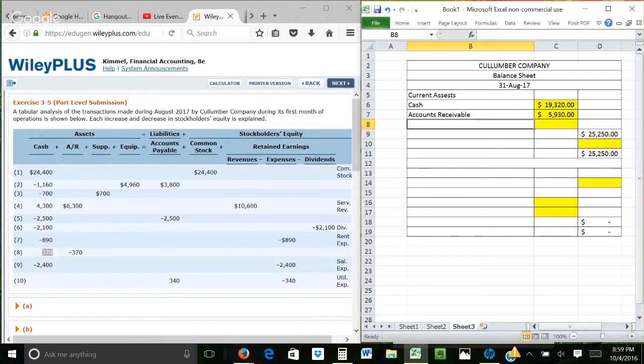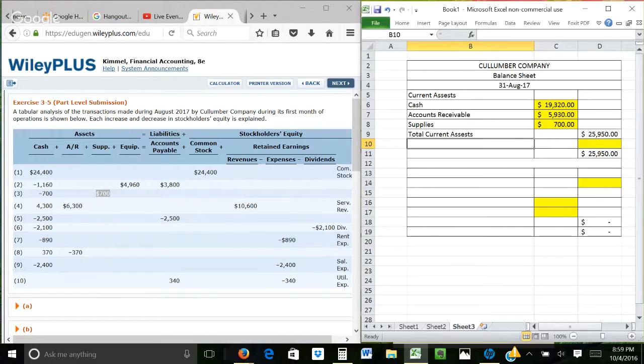The next liquid asset is going to be supplies. And we see here on the column under supplies, we had $700 worth of supplies. So that's our 700. And that's going to give us a total current assets of $25,950.